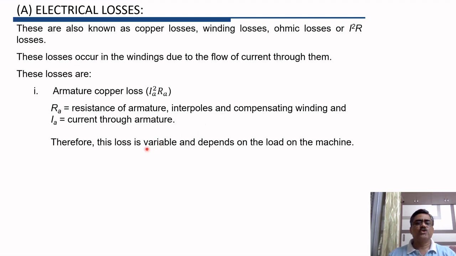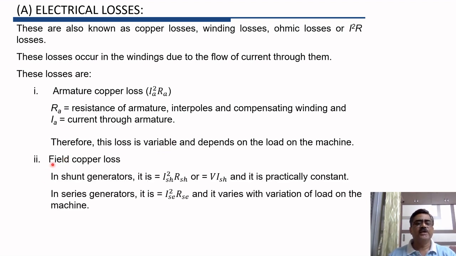Now, when the machine is loaded, the current through the armature will change, and therefore this loss is a variable loss and it depends on the load on the machine. So, as the machine is loaded, the current in the armature Ia will increase and the armature copper loss will increase according to Ia square, and that's why this loss is a variable loss.